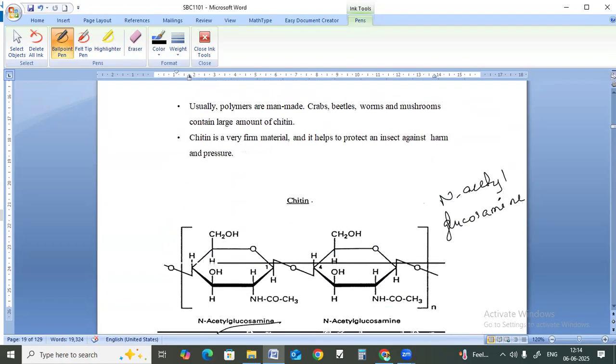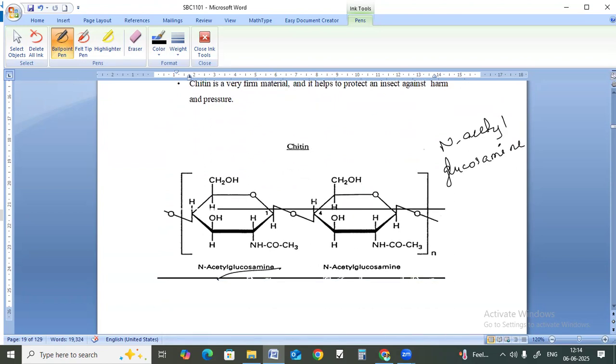Chitin is a very thin material, and it helps to protect the insect against harmful things.